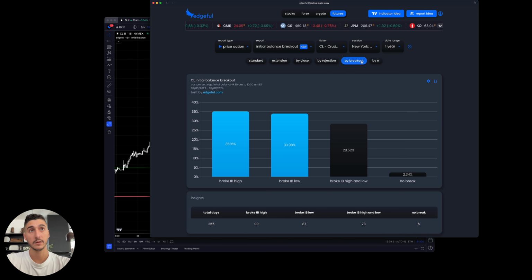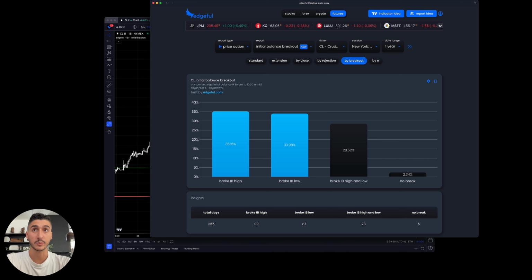So this one right here, this little button, by breakout, is the one that we're going to be covering. We're looking at the price action report type, initial balance report. We're looking at crude oil in the New York session in the last year. The New York session is really important. So I'm looking at obviously the by breakout variant.